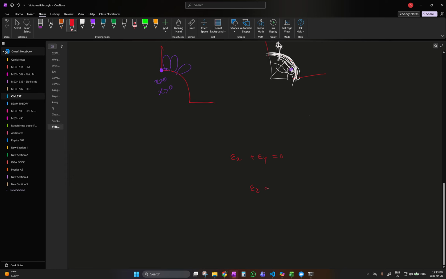What we're saying is that e to the x equals minus e to the y. That is the incompressibility condition. So we're basically saying that if it's incompressible, and volumetrically the same, the volume remains constant, then whatever strain you apply here must be equal and opposite, must have the opposite sign in y.